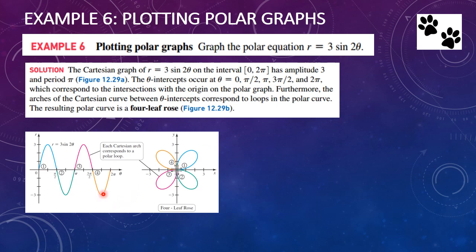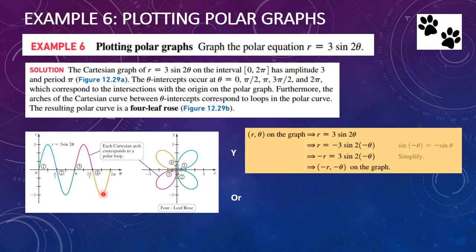It is instructive to see how these symmetries are justified. To prove symmetry around the y-axis, notice that (r, theta) is on the graph r equals 3 sine 2 theta, so r equals negative 3 times the sine of 2 times negative theta, or negative r equals 3 sine 2 negative theta, which gives us (negative r, negative theta) on the graph.